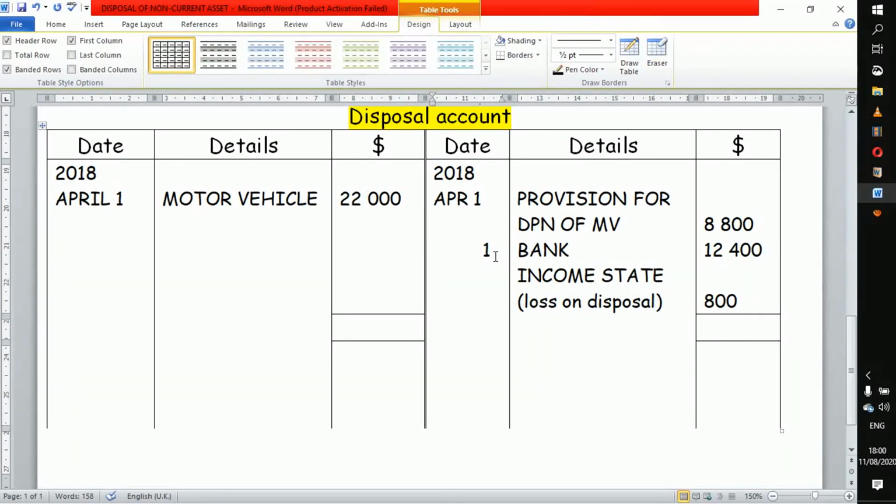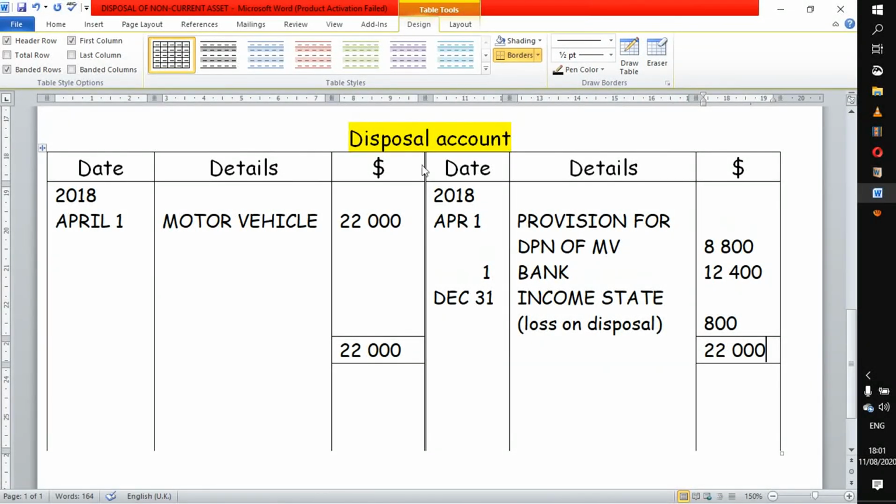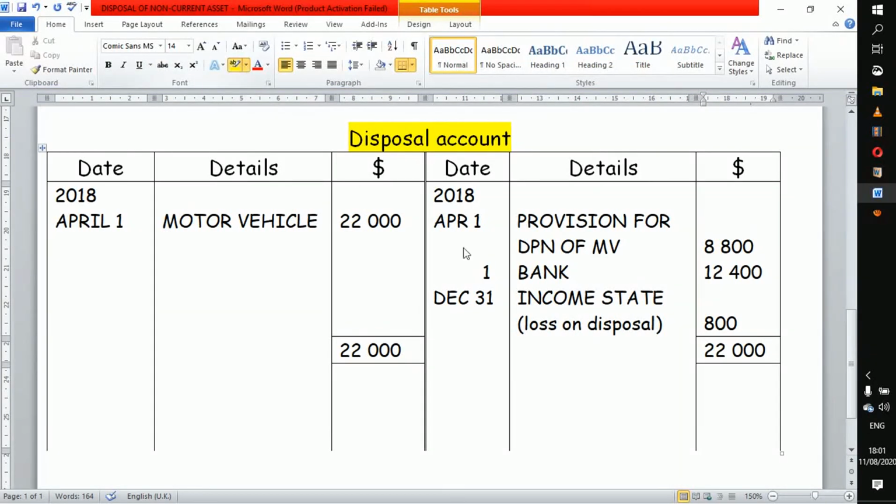This transfer to the income statement normally happens at the end of the year. In this case, the end of year is 31 December. So the two sides are now equal. We put 22,000 and 22,000. So we have managed to demonstrate that this business, after using this asset and depreciating it, ended up making a loss on disposal of how much? Of 800. So the loss on disposal was 800 in this case.